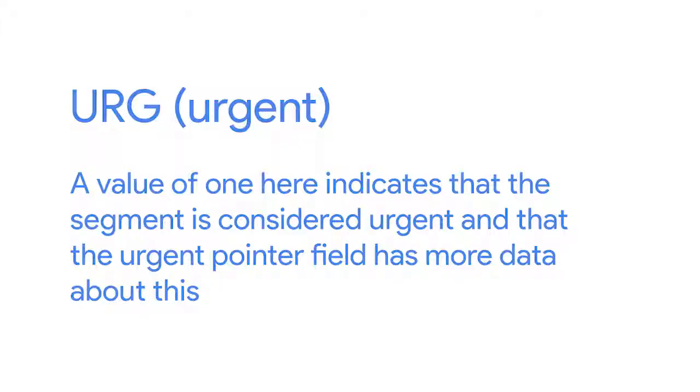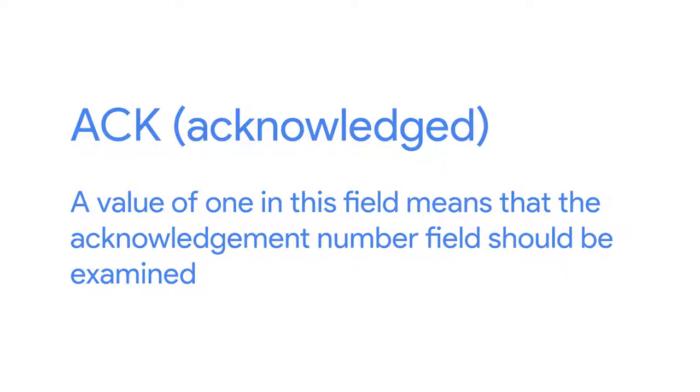The first flag is known as URG. This is short for urgent. A value of 1 here indicates that the segment is considered urgent and that the urgent pointer field has more data about this. Like we mentioned in the last video, this feature of TCP has never really had widespread adoption and isn't normally seen. The second flag is ACK, short for acknowledged. A value of 1 in this field means that the acknowledgement number field should be examined.